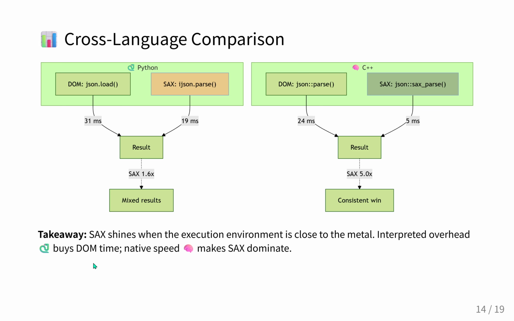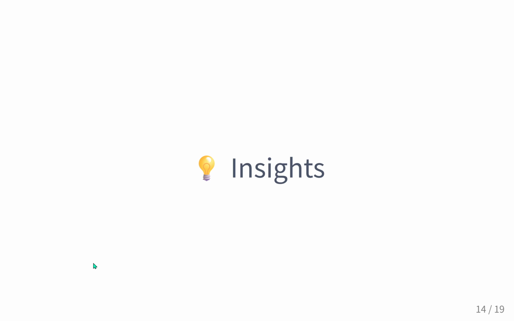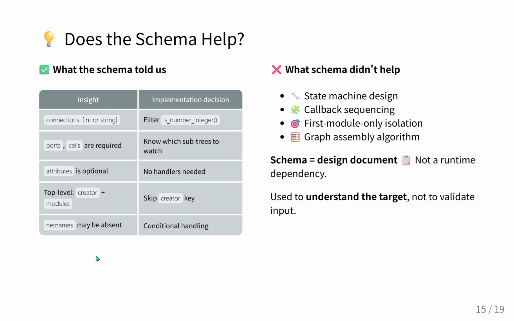Yeah, the author spent time analyzing Yosys schema.json to see what it actually helped with during development and what it completely failed to provide. And this is a really vital lesson in software architecture. Okay, so what did it help with? Well, a schema is incredibly useful for making high-level implementation decisions. Because Lux036 read the schema, they knew they had to filter out those string constants using a function like isNumberInteger when looking at the wire connections. Oh, they knew about the trap we spotted earlier.